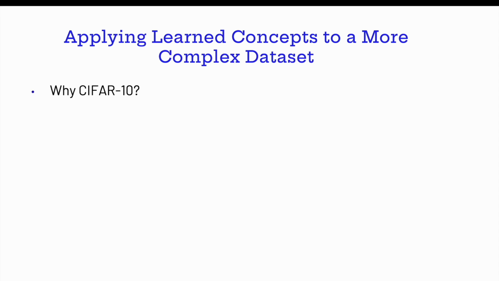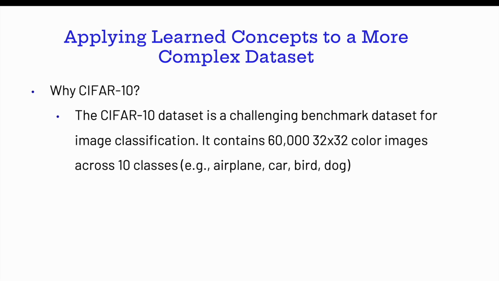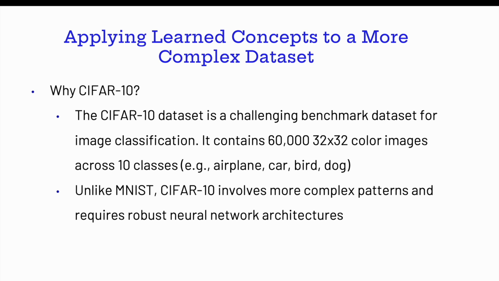Now why CIFAR-10? CIFAR-10 is a challenging benchmark dataset for image classification. It contains 60,000 32 by 32 color images across 10 classes. For example, it has airplanes, cars, birds, dogs. So unlike MNIST, CIFAR-10 involves more complex patterns and requires a robust neural network architecture.